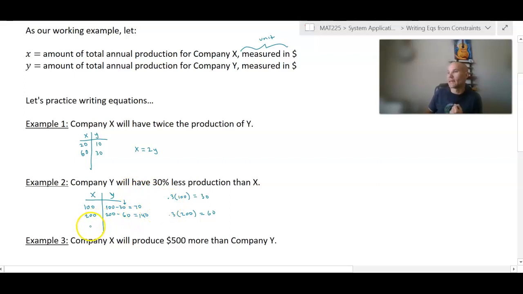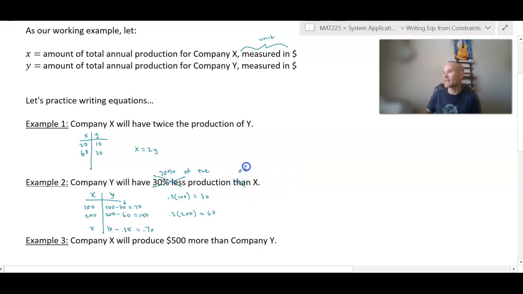Well, to get some value of whatever x is, y has to be that value, which is x, minus 30% of x. And, well, we can simplify that a little bit. If you notice that this is 1x minus 0.3x, this is 0.7 of x. So another way of saying 30% less production would be saying 70% of the production of x.